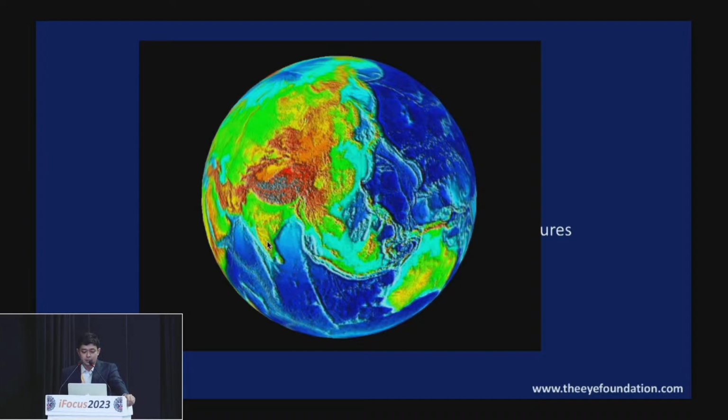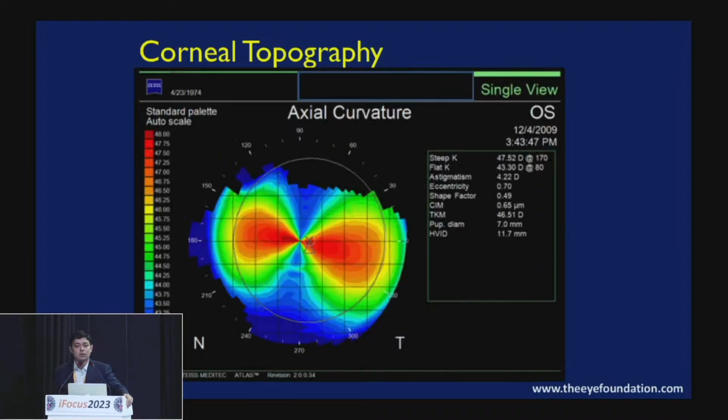You have the Deccan Plateau, which is in yellow. You have the Himalayas, which are much higher, which are in red. So just a simple depiction of the fact that colors being used as a tool to show different elevations, different surfaces is an age-old practice, and that is what we are essentially applying in corneal topography.